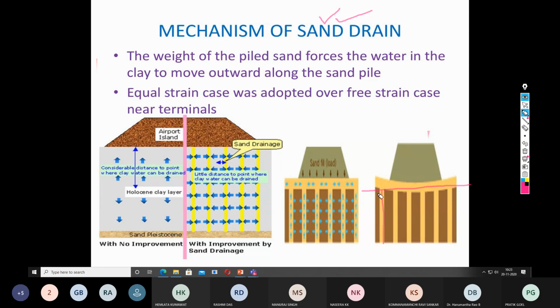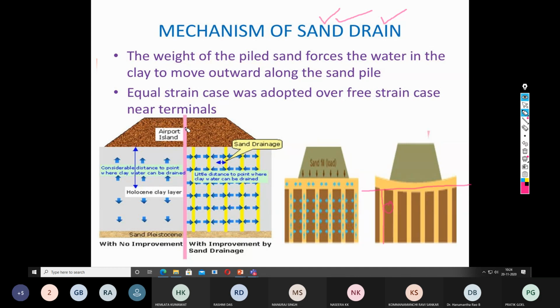So now we fill the sand. Upon filling of the sand, what happens is it drains out the water within the soil mass from the surrounding soil. So that is the meaning of sand drain: a material, sand, which is able to drain out water from the in situ soil.